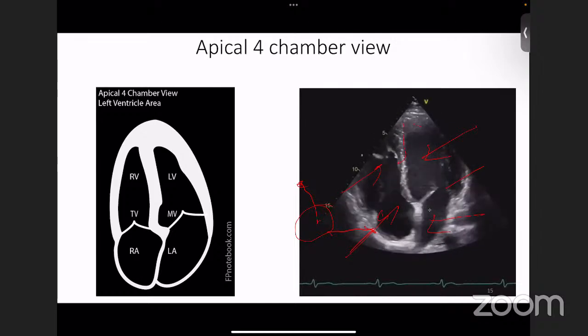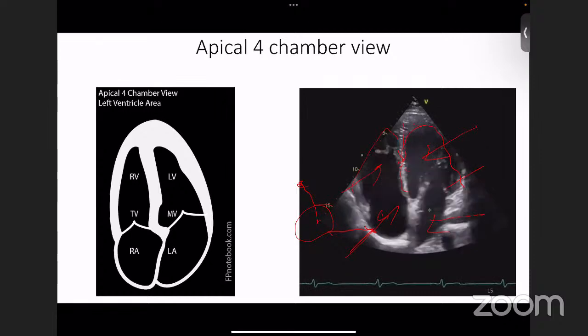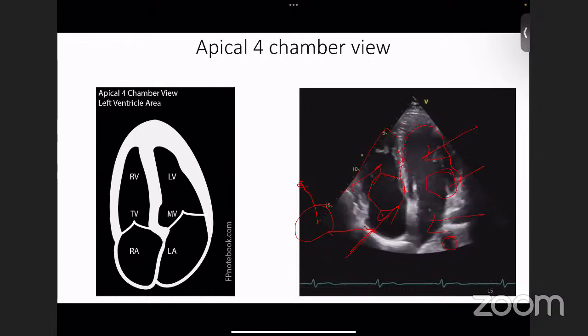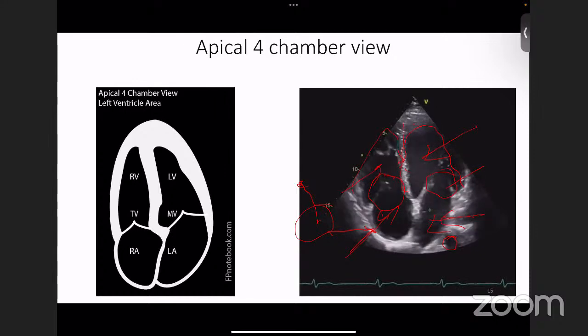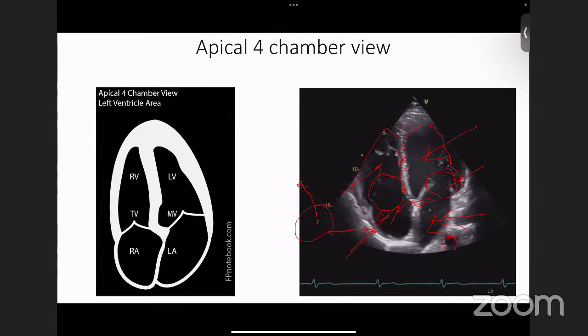Here you can assess the LV function and the RV function, and you can see RA-RV dilatation. Then if you use a color Doppler, you can see the mitral regurgitation or stenosis, or the tricuspid regurgitation or stenosis. Another structure you will see here is a cross section of the descending aorta. Many times you can see the pulmonary veins entering the LA, or sometimes even the coronary sinus which enters the RA in this view.